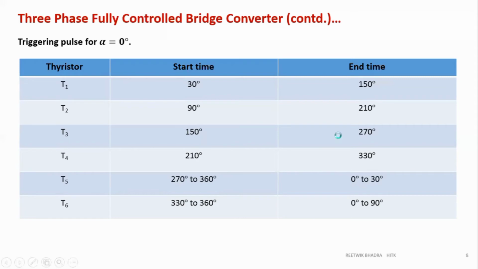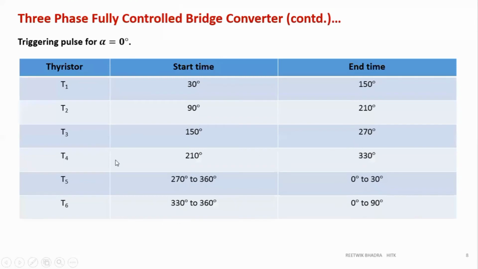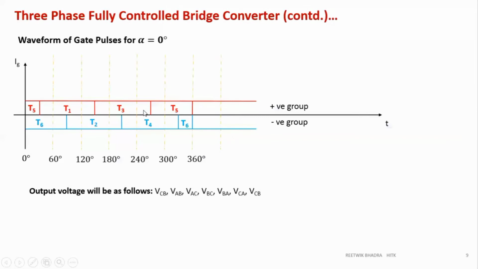So 150 to 270. It starts at 150, ends at 270. 270 is in between 240 and 300, the center of that. So I've drawn this. Next, wherever T3 ends, T5 should start. See, it starts at 270, 270 to 360, and then 0 to 30. So 270 to 360 up to the end. So there will be a small gap over here. You will find that is 30 degree only, and in that 30 degree write T5.